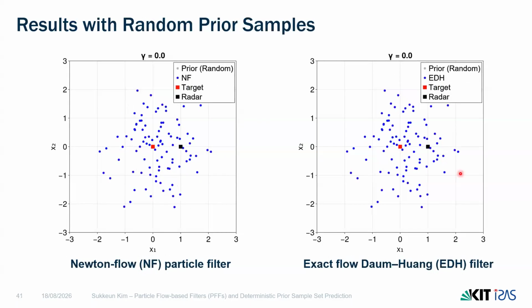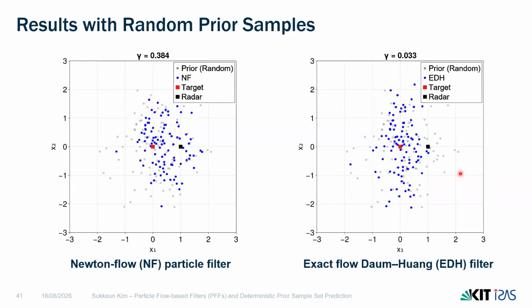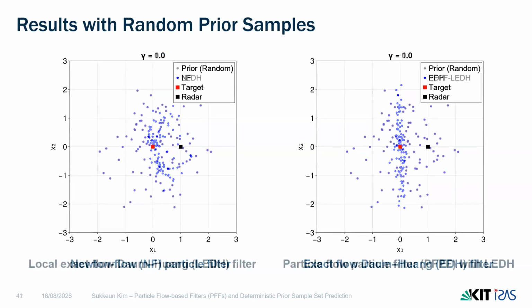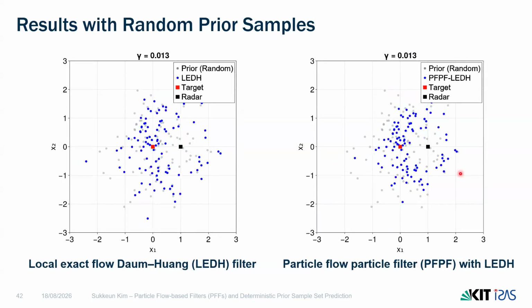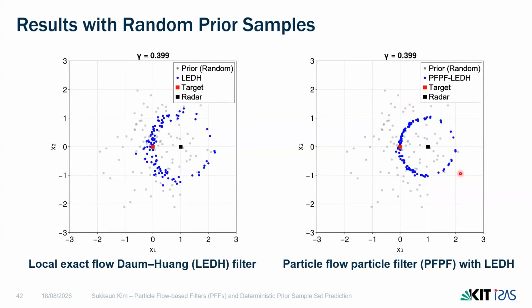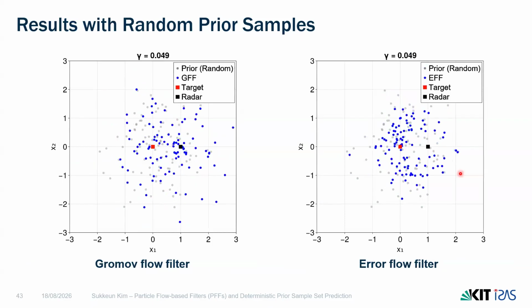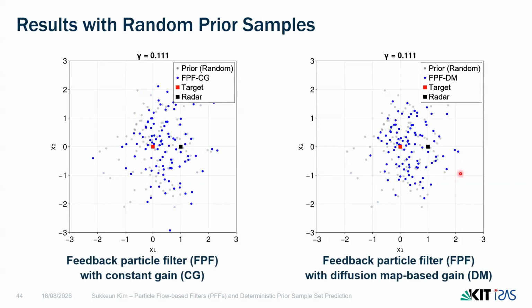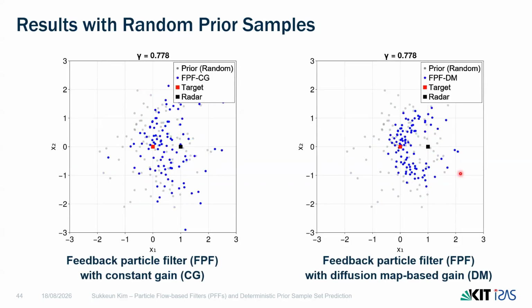And the random prior sample set case is quite interesting as well. Newton flow, unfortunately, didn't work really well for the random samples. The EDH case showed a similar tendency to the previous case. Local EDH again works quite well. And PF showed a similar tendency, which is overconfident, and it underestimates the uncertainty. Gromov flow and the exact flow filter worked okay. And again, the constant gain one didn't really work well, and the diffusion map one worked okay as well.